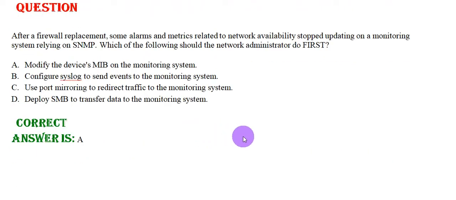After a firewall replacement, some alarms and metrics related to network availability stop updating on a monitoring system relying on SNMP. Which of the following should the network administrator do first? Option A, modify the device MIB to the monitoring system. Option B, configure syslog to send events to the monitoring system. Option C, use port mirroring to redirect traffic to the monitoring system. And option D, deploy SMB to transfer data to the monitoring system. The correct answer is option A.